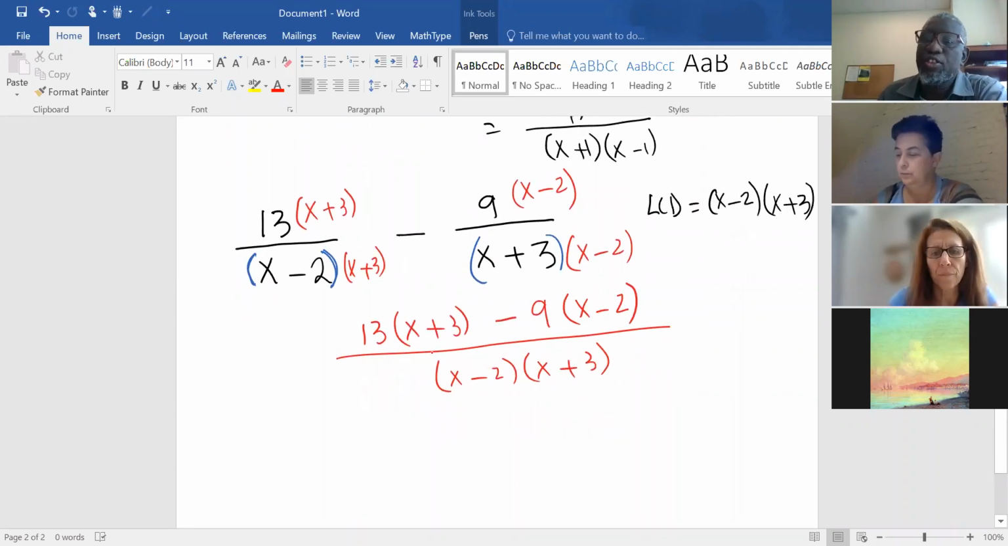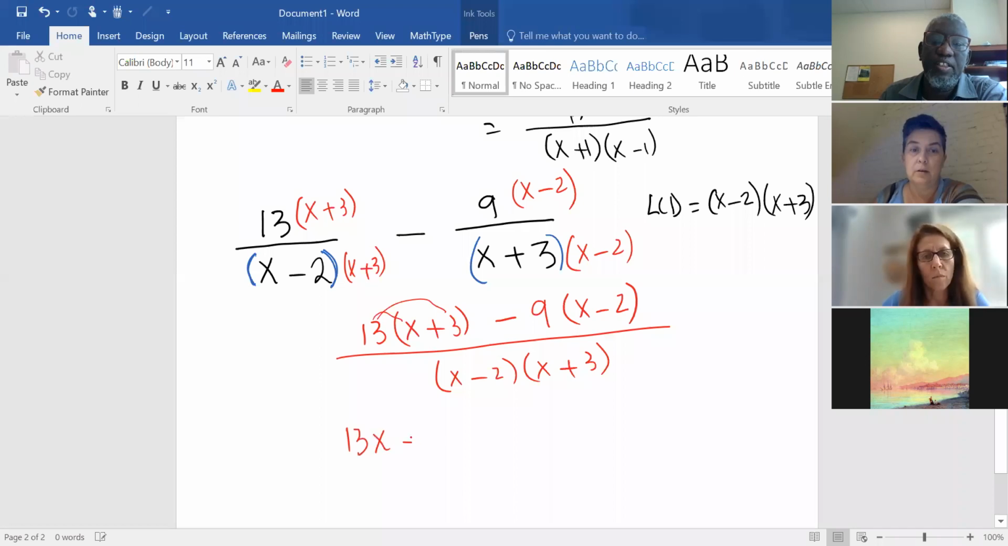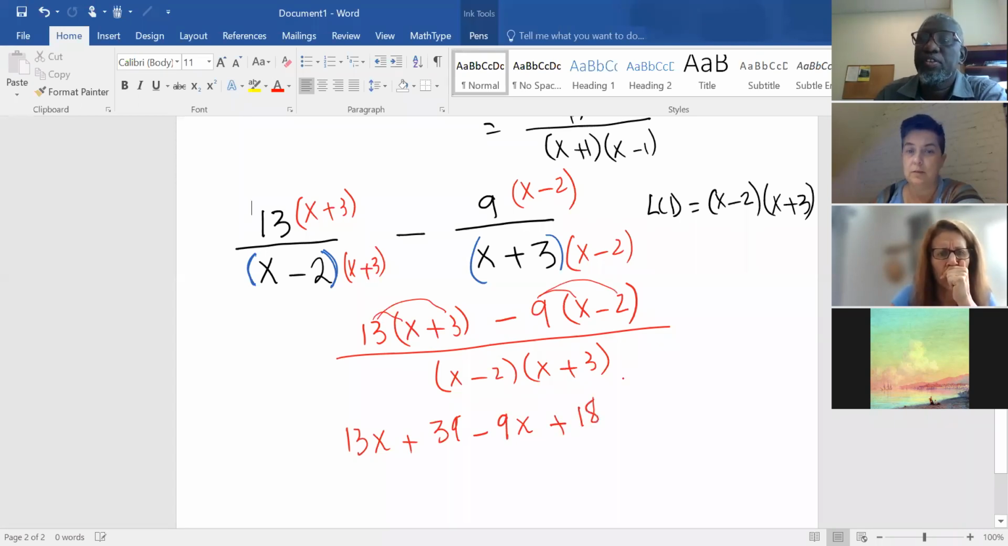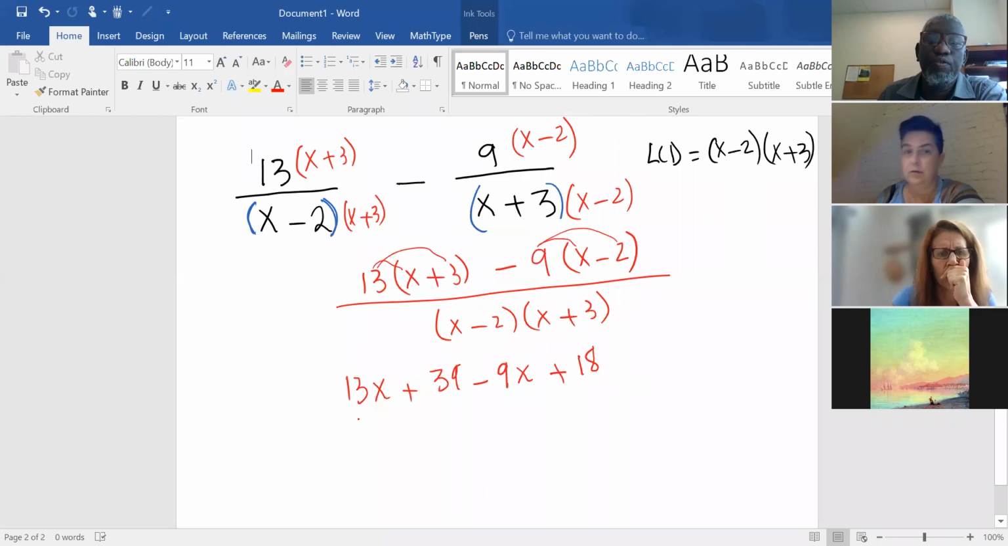So what did you do next? I multiplied 13 by x and 13 by 3. Exactly, 13x plus 39 minus what? I multiplied negative 9 by x and negative 9 by 2. That is correct. Negative 9x plus how much? 18. Plus 18, over x minus 2 times x plus 3, right?